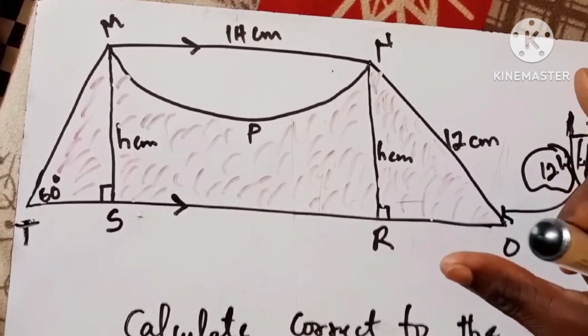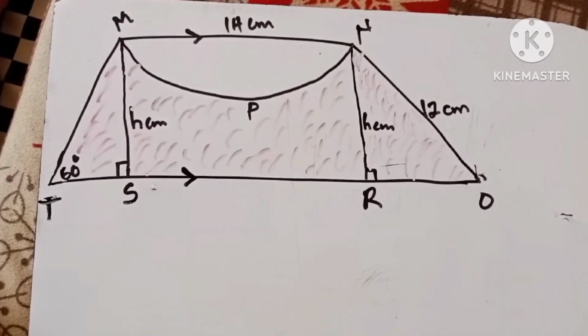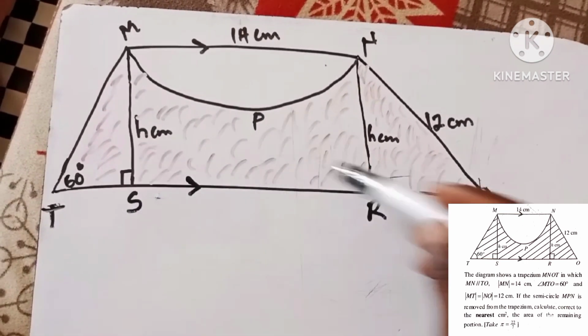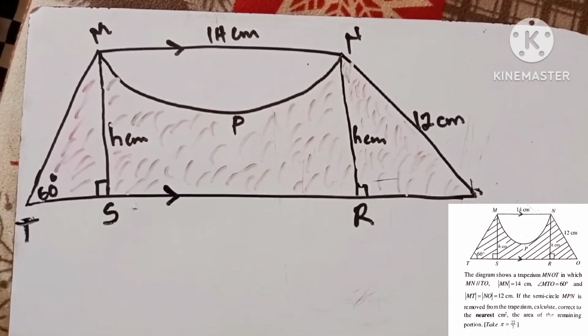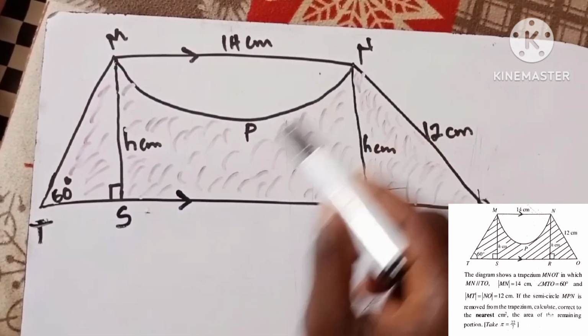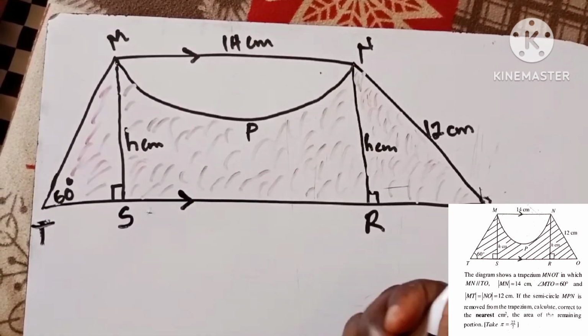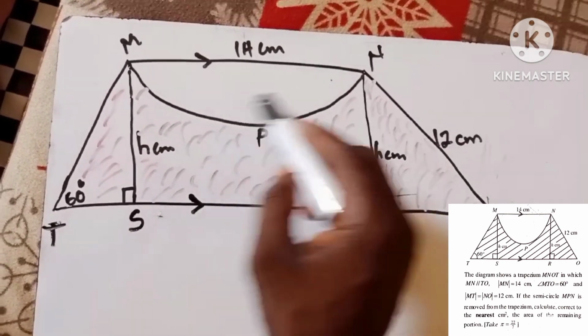Now let's have a look at the whole question here. From the question, we were told that the whole diagram here is a trapezium. That is M, N, O, and then T, right? So everything here is a trapezium, in which this MN is parallel to SR, right? Maybe that should be parallel to TO. Is that okay? So you know the meaning of parallel, they will never meet, right?